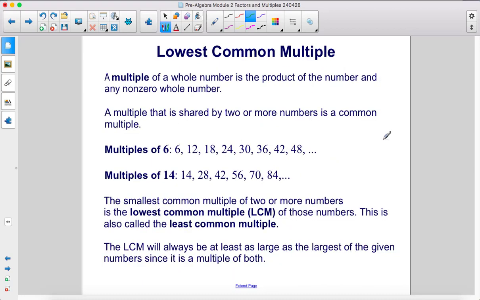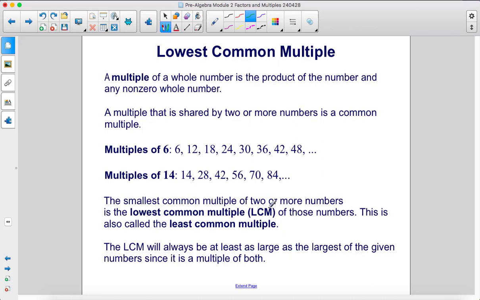A multiple of a whole number is the product of the number and any non-zero whole number. A multiple that is shared by 2 or more numbers is a common multiple. So multiples of 6 include 6, 12, 18, 24, and so on. Multiples of 14 include 14, 28, 42, and so on. The smallest common multiple of 2 or more numbers is the lowest common multiple, the LCM, of those numbers. This is also called the least common multiple.